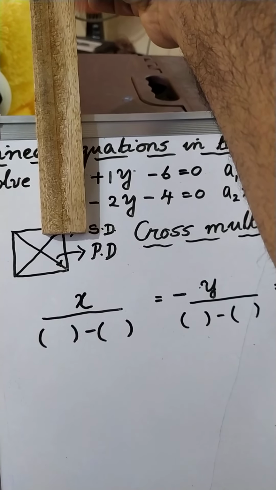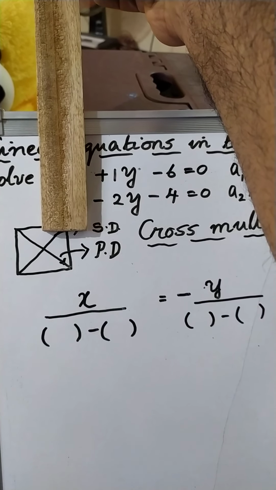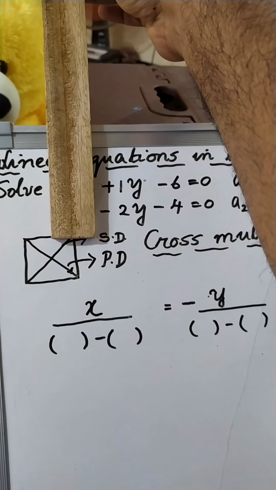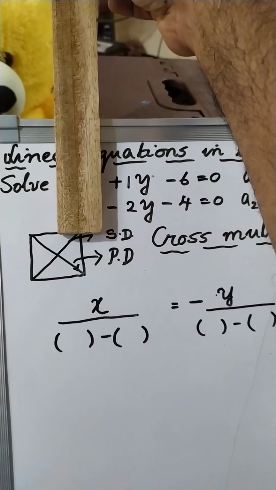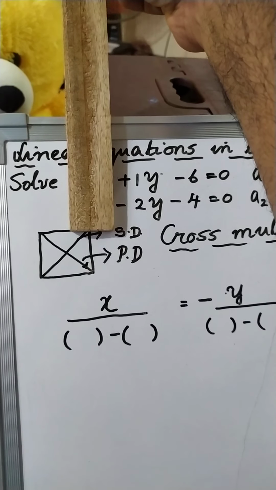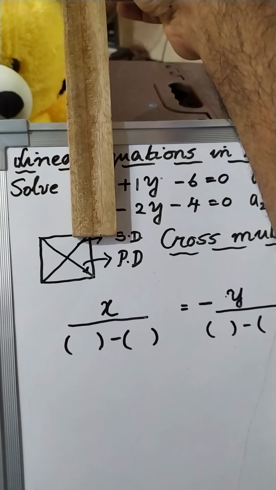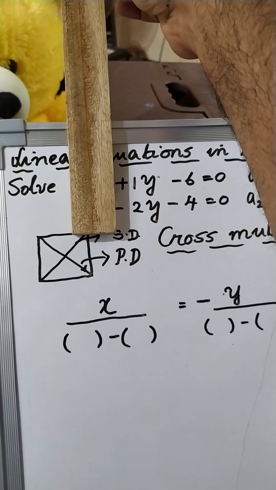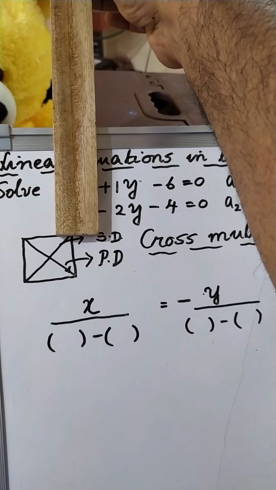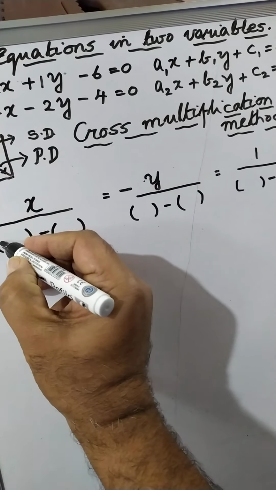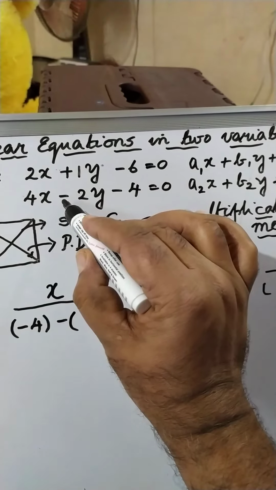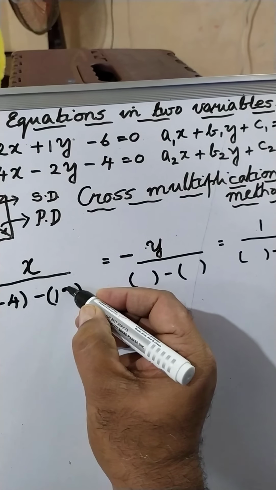It appears to be a square. Now write the product of the principal diagonal. From that, subtract the product of the secondary diagonal. The variables will be left as they are. Only the coefficients are taken for the product. So you'll have 1 into minus 4 is minus 4. Minus 2 into minus 6 is plus 12.